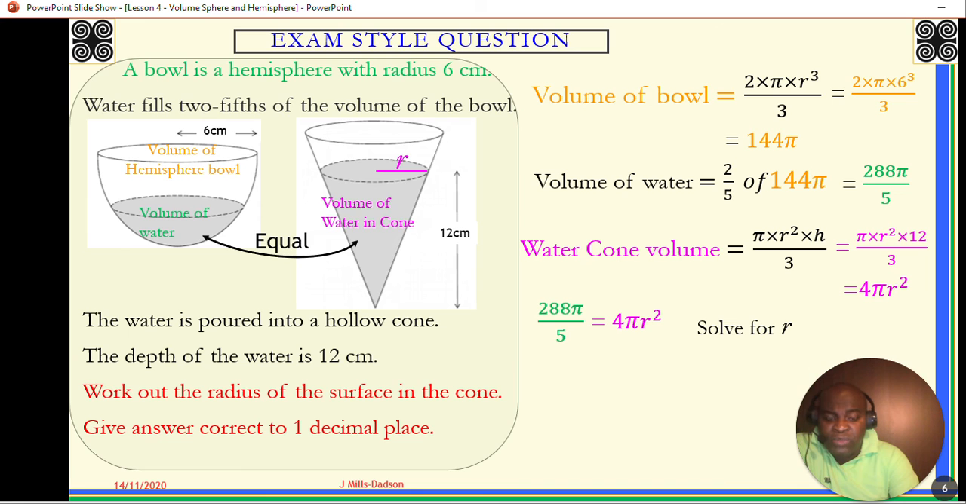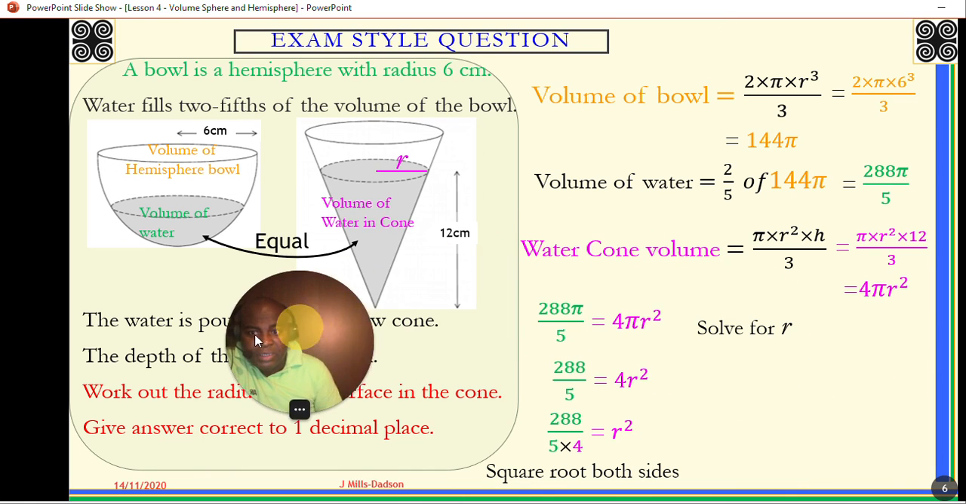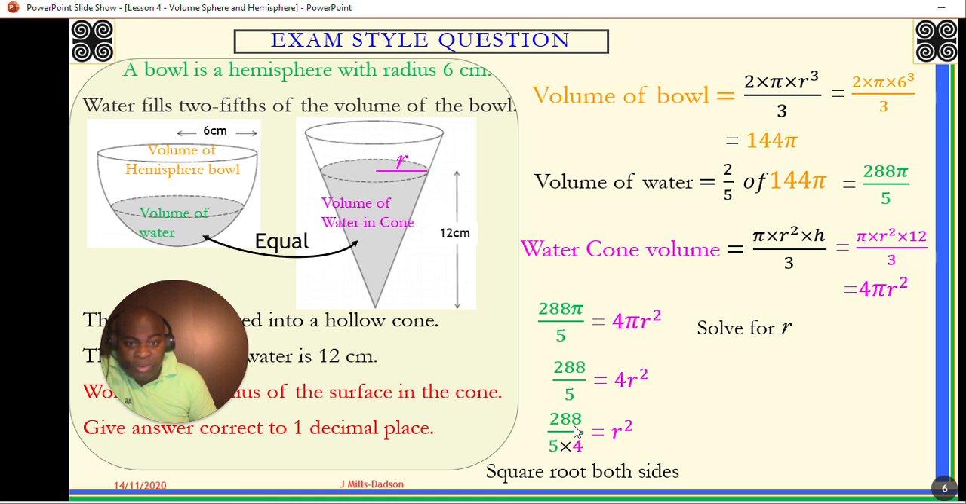So it's a simple equation. Pi is common to both sides, so if you divide through by pi, it cancels out. So I have 288 over 5 equals 4 r squared. I want to work out r squared first, so I divide both sides by 4. That's 288 over 5 times 4, which you can write as 288 over 20 equals r squared. Then I find the square root of both sides so that I can find r.